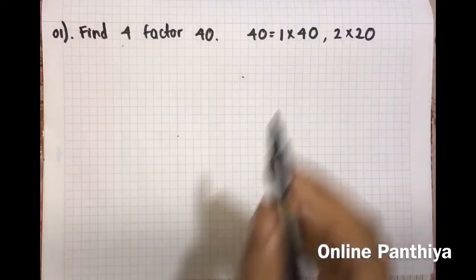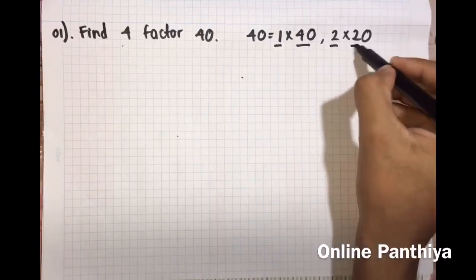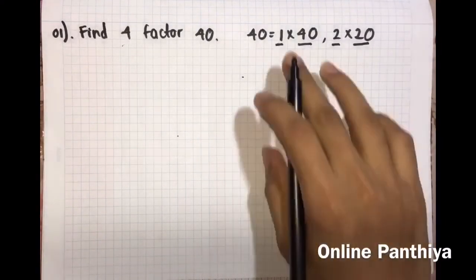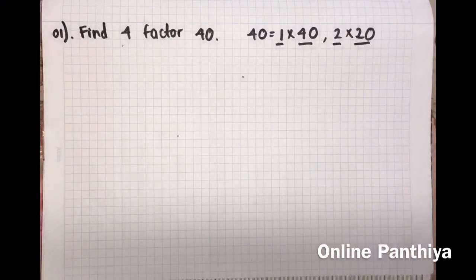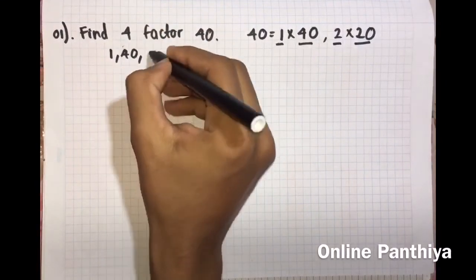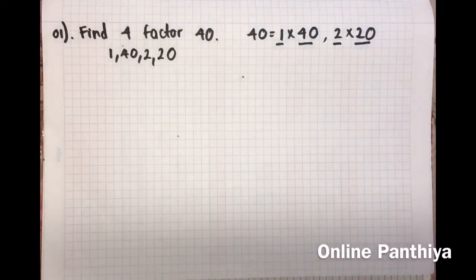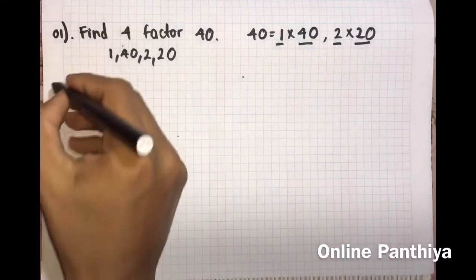Only 4 factors. Now, look here. This is a factor, this is a factor, this is also a factor, and this is a factor. So you have altogether how many factors? Yeah, you have already written 4, therefore you need not write the remaining. So the answers are 1, 40, 2, 20. Okay, was that clear? Okay, next one.